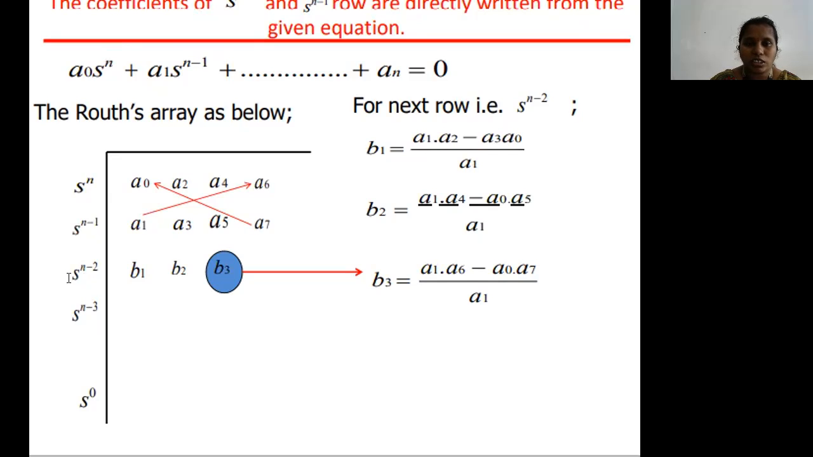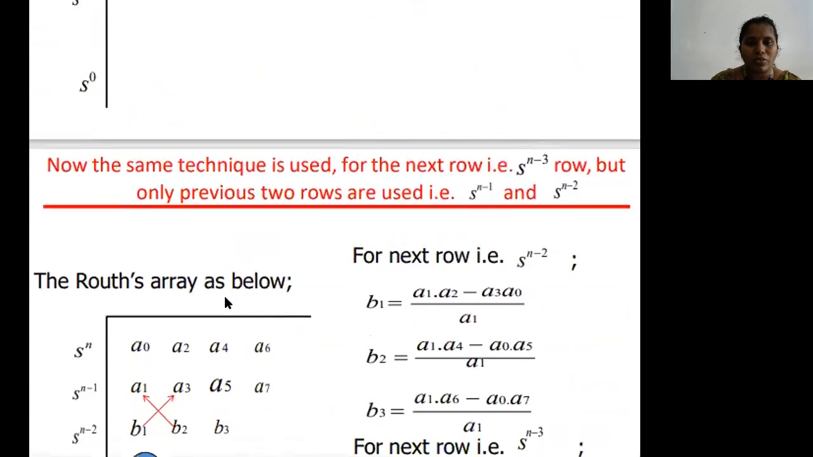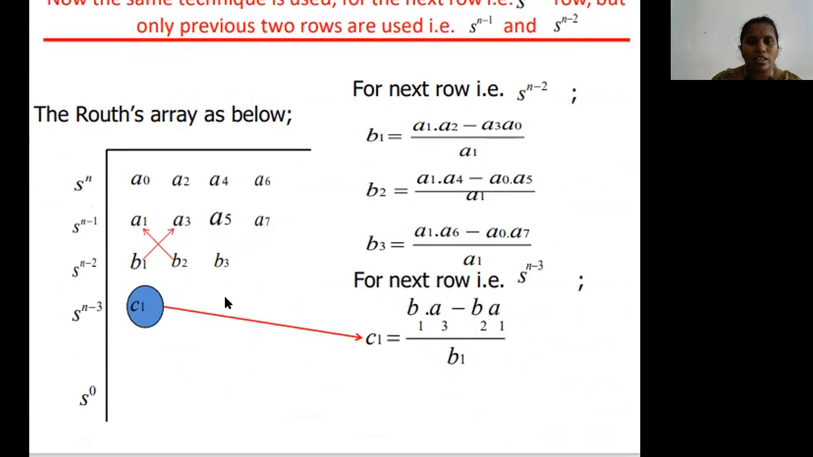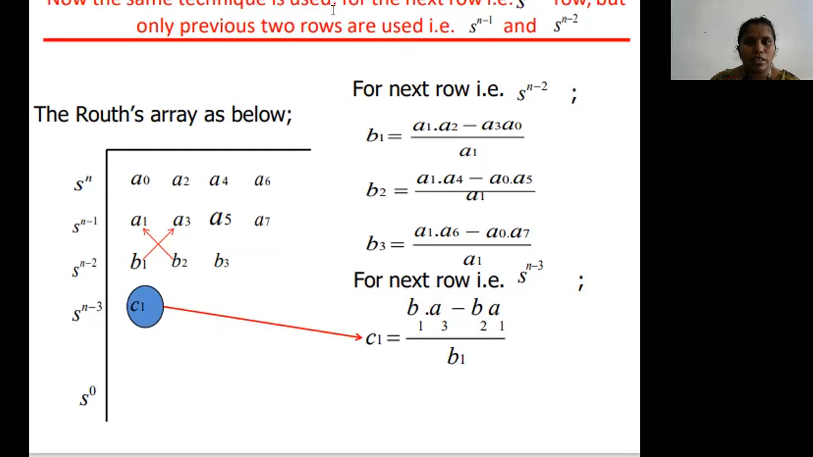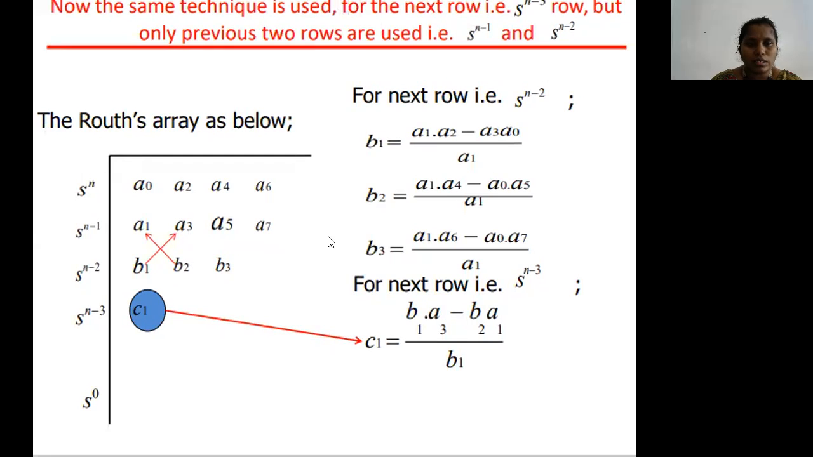The two rows just above the s power n minus 3 row are nothing but s power n minus 2 and s power n minus 1. So here I am considering these two rows. By considering these two rows, we have to obtain the values for s power n minus 3, right? So in the next slide, we will obtain the s power n minus 3 row values, using only the two rows s power n minus 2 and s power n minus 1.